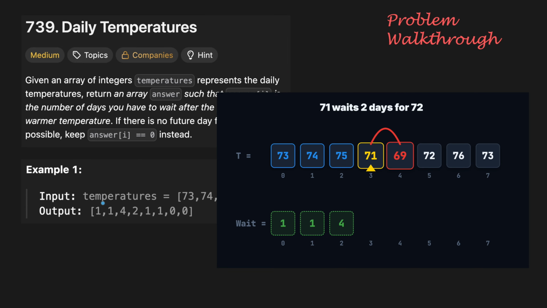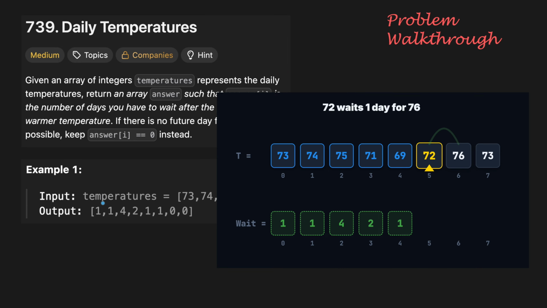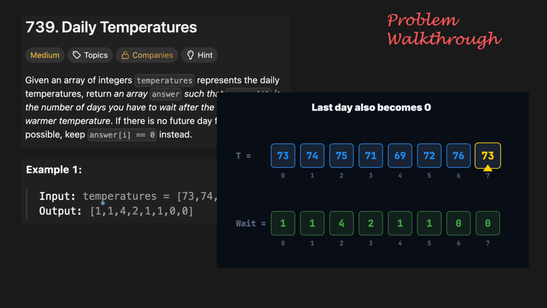We repeat the same process for every remaining day. If a day never finds a hotter temperature, like those last few days at the end of the week, it just gets a 0. In fact, the very last day is guaranteed to be 0.